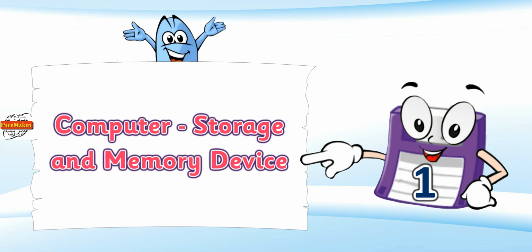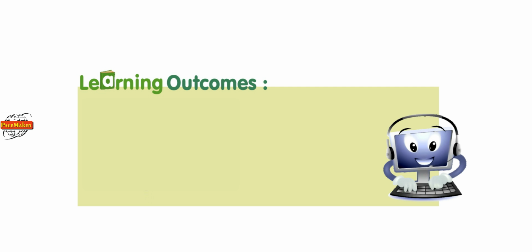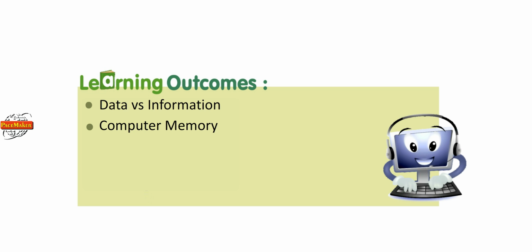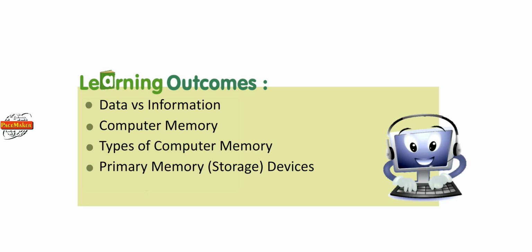Chapter 1. Computer Storage and Memory Device. Learning Outcomes. Data versus Information. Computer Memory. Types of Computer Memory. Primary Memory Storage Devices. Secondary Memory Storage Devices.